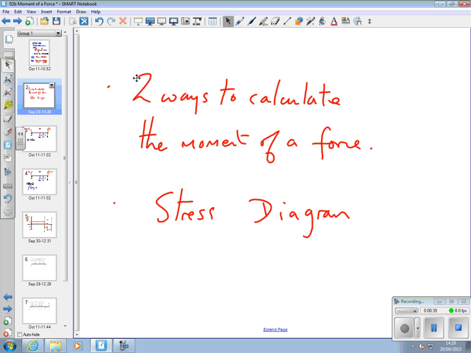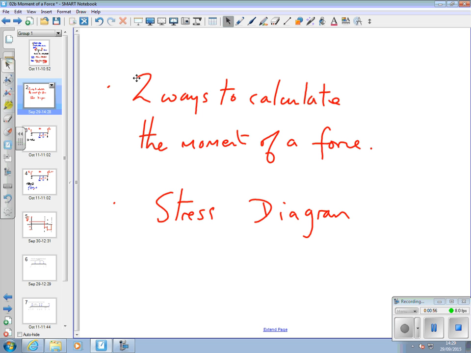It's more important that we look at the two ways to calculate the moment of a force. The stress diagram is a very simple, straightforward way of just showing that on a graph or a chart pictorially. So if we don't get around to that, that's not important. We can look at that next week.